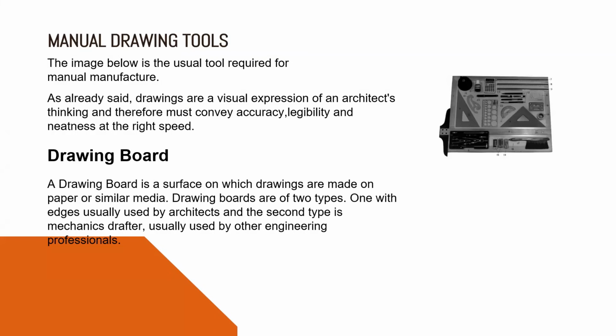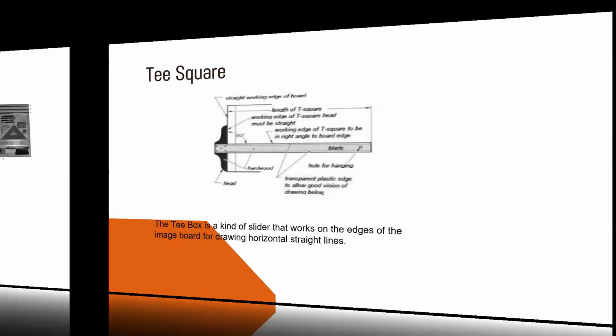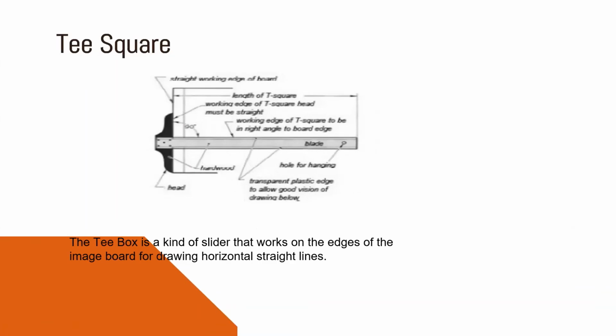A drawing board is a surface on which drawings are made on paper or similar media. Drawing boards are of two types, one with edges usually used by architects and the second type is the mechanical drafter, usually used by other engineering professionals. T-square. The T-square is a kind of slider that works on the edge of the drawing board for drawing horizontal straight lines.